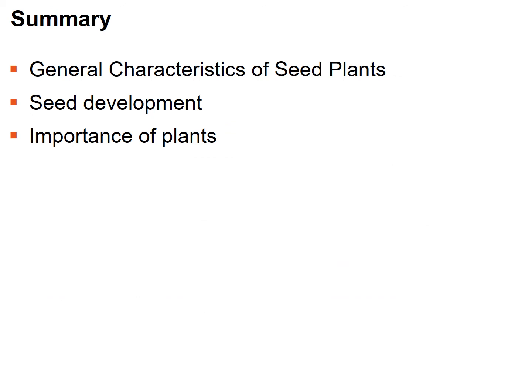Now, I'm just going to summarize this. I talked about the general characteristics of seed plants. However, we'll talk about some detailed characteristics of gymnosperms in that segment, and angiosperms in its segment. We talked about seed development, right? So that involves the process of pollination, and then, of course, the importance of plants.